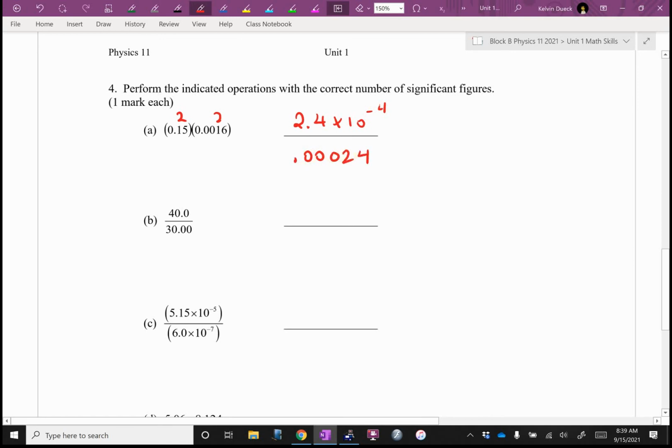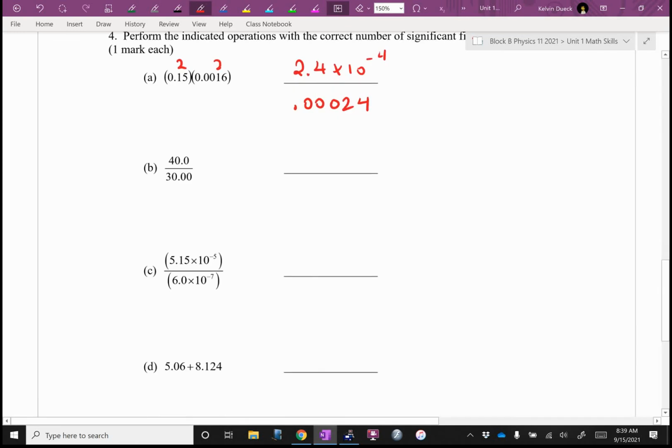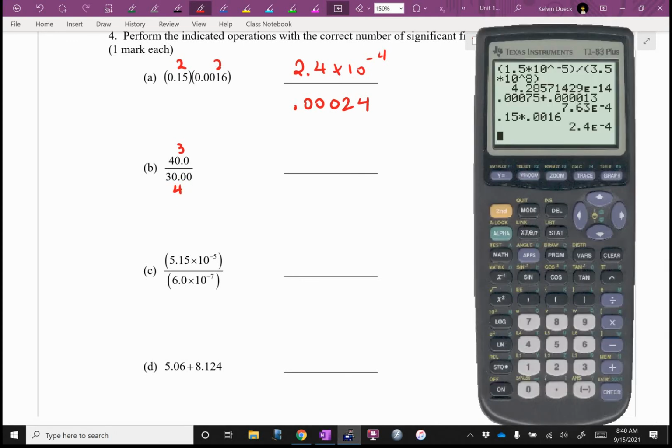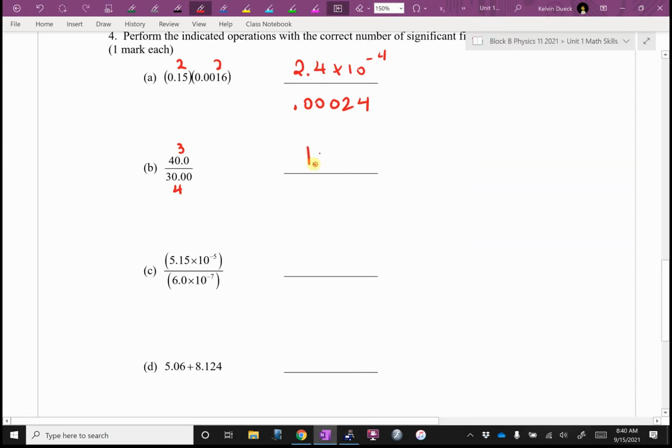For these ones, all or nothing, no half marks. 40.0, how many sig figs is that? Spoiler, not 2. How many sig figs is 40.0? 3. How many sig figs is 30.00? I'm going to go to 3 sig figs, not 2. So this is going to end up being 40 divided by 30. How many sig figs? 3. 1.33. Not 1.3, not 1.333. Is that wrong? No, I'm right.